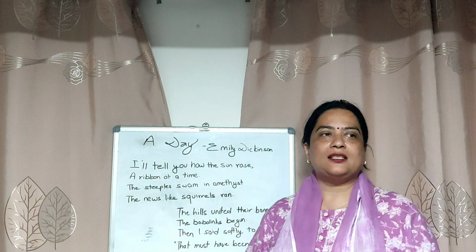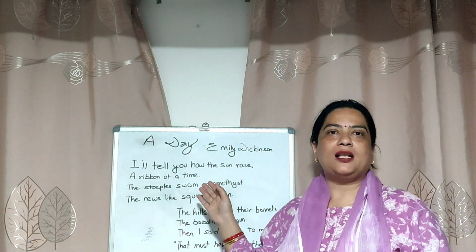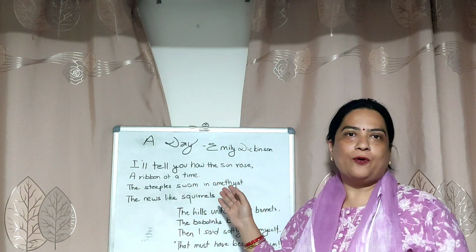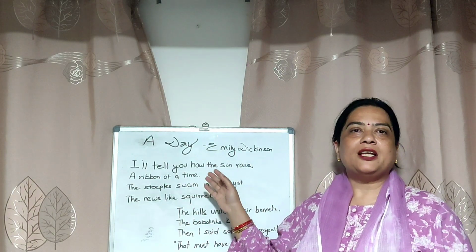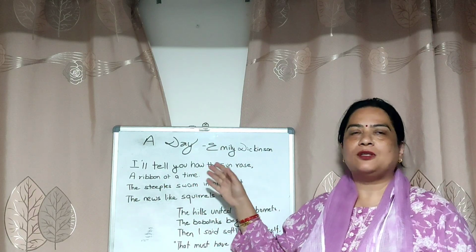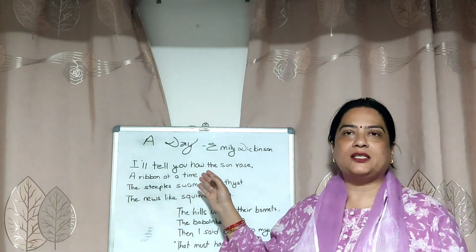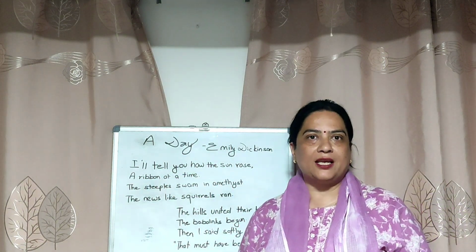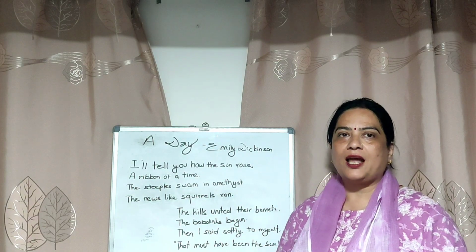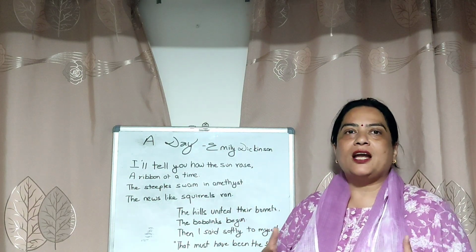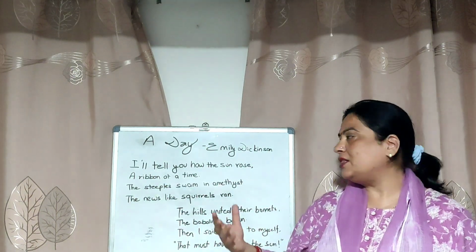So in the first stanza, an unknown or unnamed child is describing the poem. By wearing the persona of a child, the writer in a very confident way describes the sunrise. I'll tell you how the sun rose, a ribbon at a time. The ribbon symbolizes the first rays of sunlight with which everything ignites and illuminates; it disseminates brightness in nature.